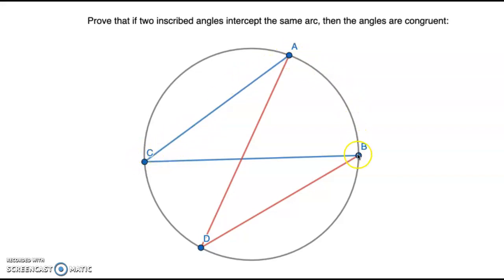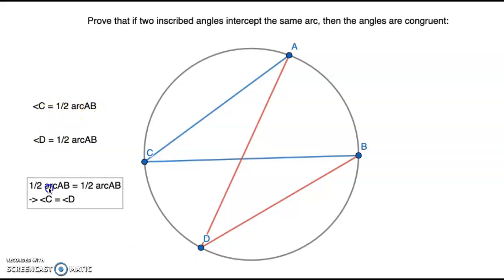So by the inscribed angle theorem, we know that angle C is going to equal half the arc of AB. And similarly, we know that angle D is also going to equal half the arc measurement of AB. So because angle C and angle D both equal half the arc measurement of AB, we can easily conclude that angle C is going to equal angle D.